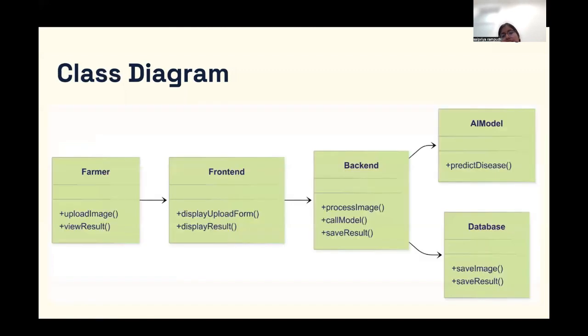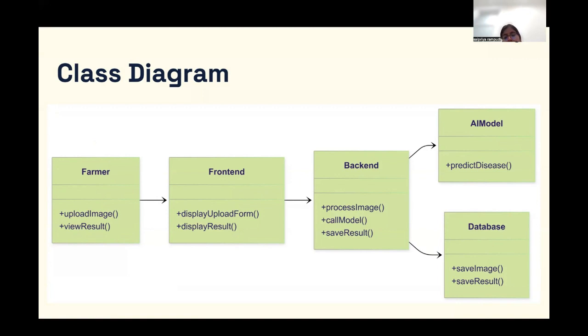Coming to the class diagram, the class diagram defines the key components and functionalities of the system using an object-oriented approach. The main classes include form, front-end, back-end, AI, and the database. The form class has methods to upload the image and view the results. The front-end class manages the user interface, displaying the upload forms and the results.